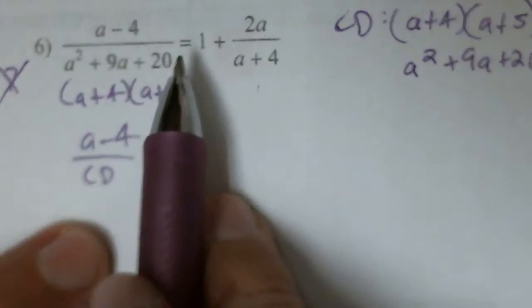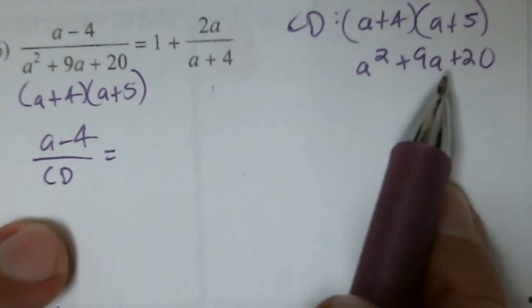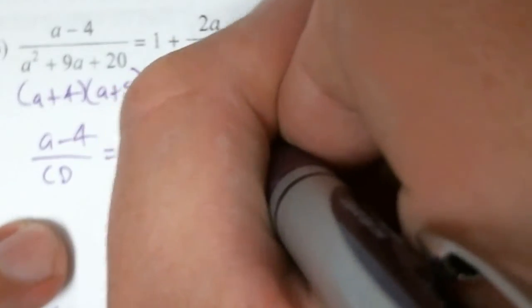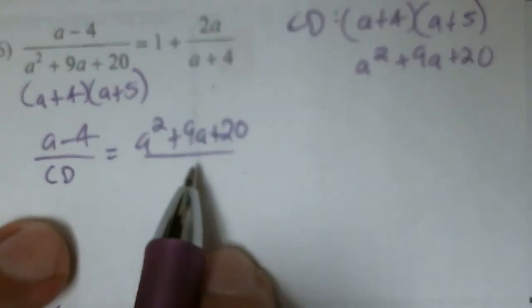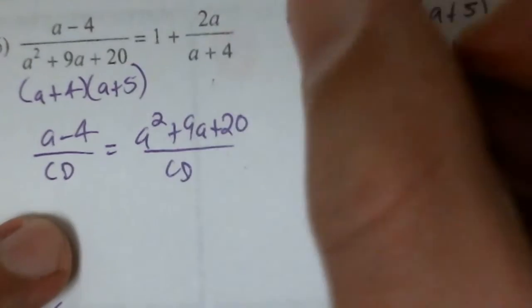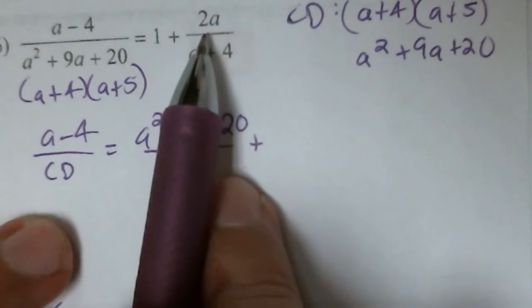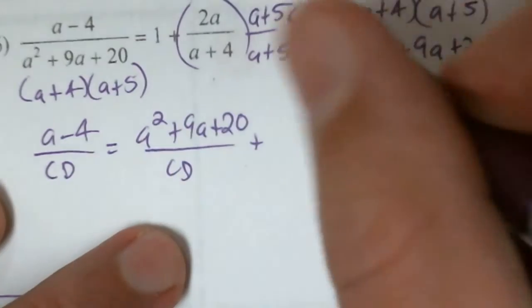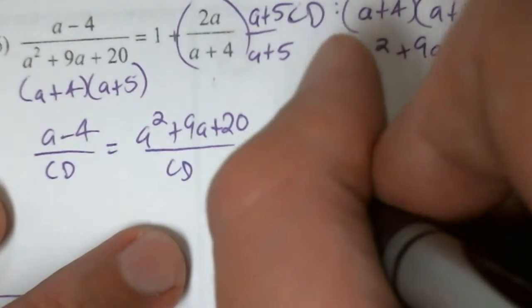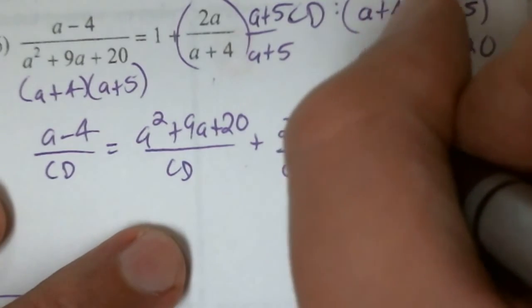We leave this alone. I'm just going to write common denominator. Now what does the 1 need? The 1 needs everything. So it needs this whole common denominator. So a squared plus 9a plus 20 over a squared plus 9a plus 20, which is a big fat 1. I'm just going to leave it as common denominator. Now what does that guy need? This guy needs what? It needs an a plus 5 over a plus 5. So plus 2a times a plus 5.